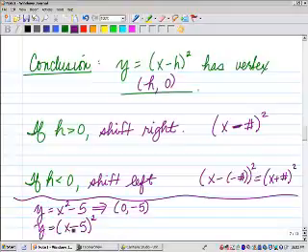Y is equal to x minus 5 squared. Notice the change to x is occurring inside the squaring function. So that's going to change the x value of the vertex. And x minus 5 would be shifting right by 5, to 5, 0 for the vertex.